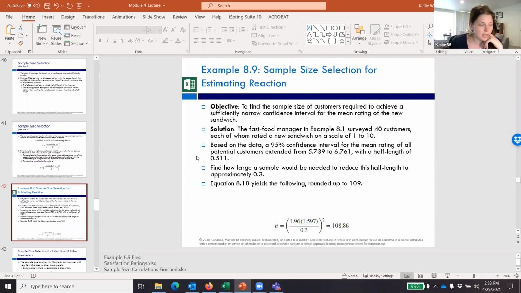So what does this look like? We're gonna look at doing this for a couple of different scenarios. And this is all in a template as well. So the first one, we go back to our sandwich dude that we talked about early on. That was our first example we did, where he pulled the 40 customers.